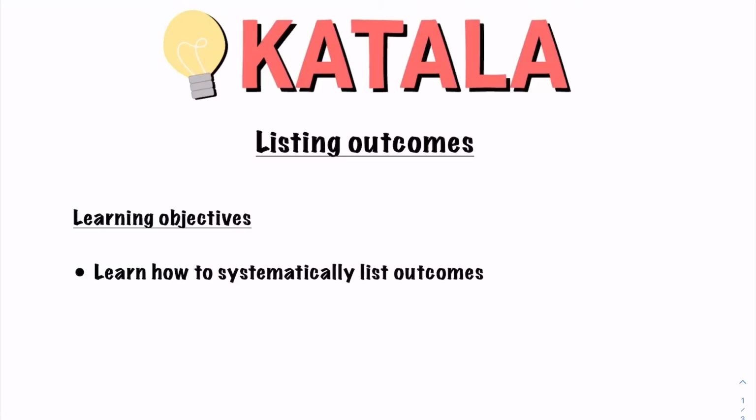Today we're going to be looking at listing outcomes, and when it comes to listing outcomes there's what we call a systematic way of doing it. So just a slightly logical way of breaking these down so you're not going to lose track as easily of where you're at when you come to listing these types of questions.